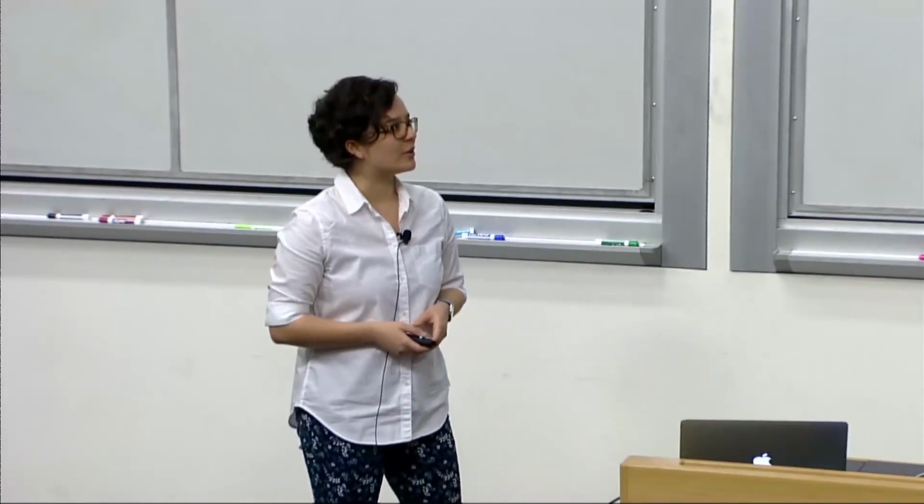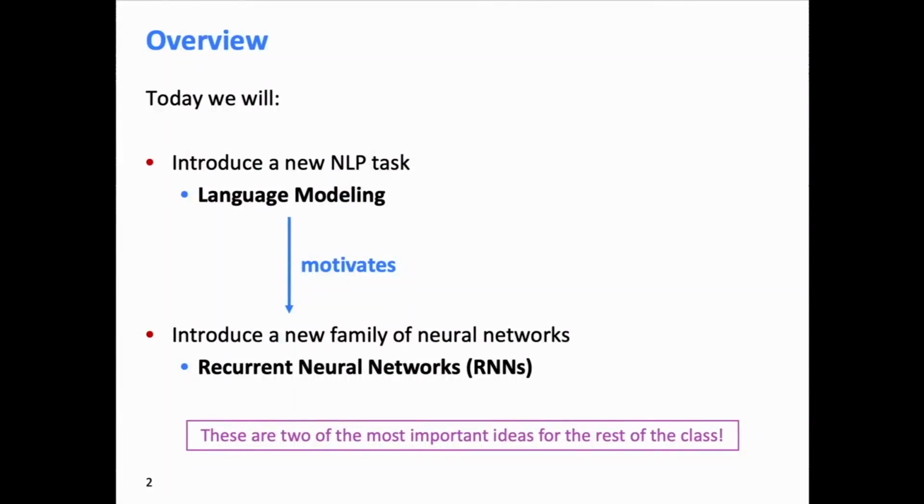So here's an overview of what we're going to do today. First, we're going to introduce a new NLP task, that's language modeling. And that's going to motivate us to learn about a new family of neural networks, that is recurrent neural networks, or RNNs. I'd say that these are two of the most important ideas that we're going to learn for the rest of the course. So we're going to be covering some fairly core material today. So let's start off with language modeling.